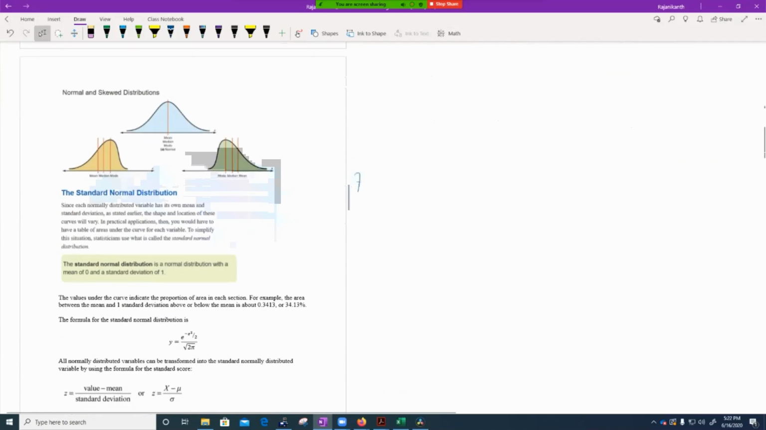Now, the normal distribution and the skewed distribution. We have already seen the skewed distribution in the past chapters, and you could go over this. Now for the normal curve, we always use this kind of shape, right? Bell-shaped and symmetric. So it is symmetric. Okay, that is about the normal distribution.